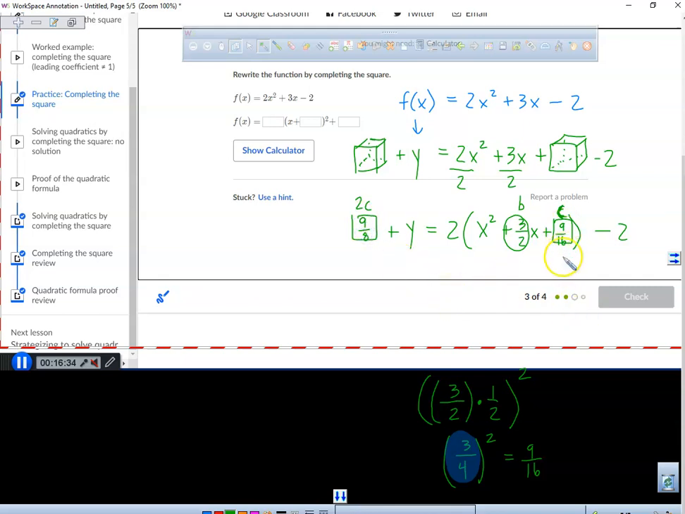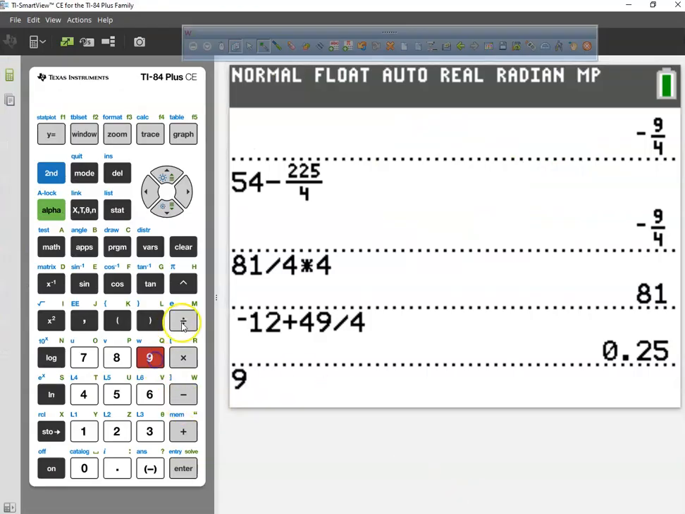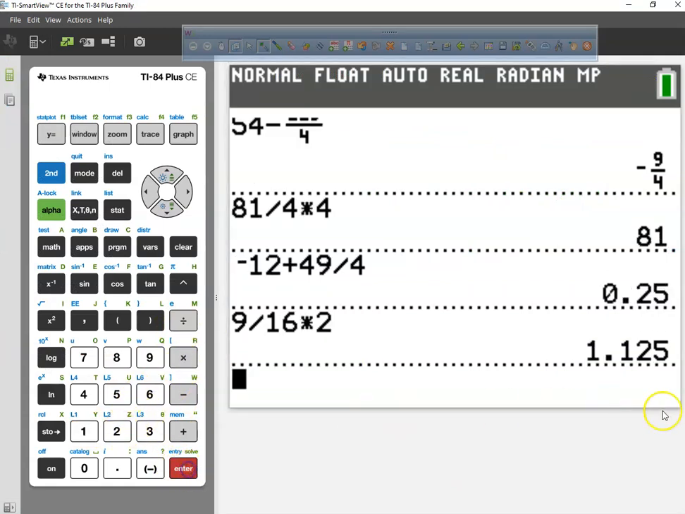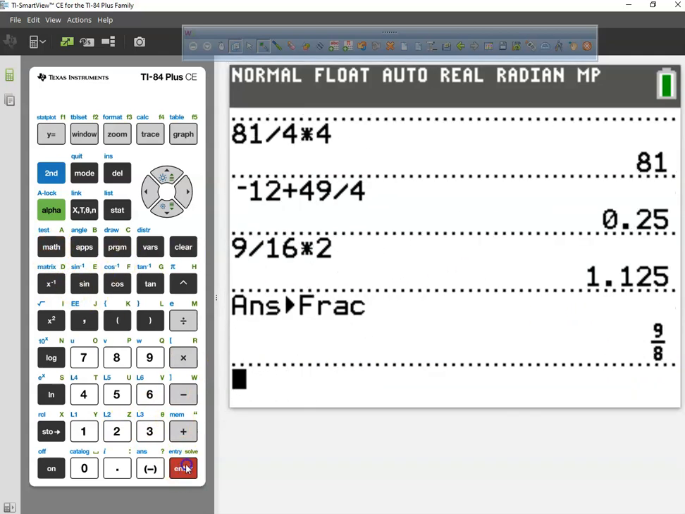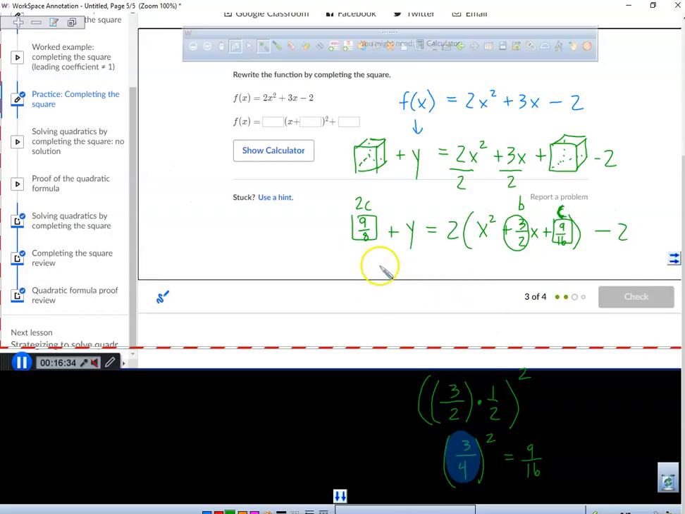You can just take 9 over 16 and do what with it? Multiply it by 2. It's like, okay, 9 divided by 16. I know I have to multiply it by what? Multiply it by a 2. I get this number, but I don't want that number. Actually, it's a lot easier for me to write 9 over 8 than it is 1.125, which is 1 1/8. All right? So here, I want you to see why I have a 9 over 8. Okay, so here we go.